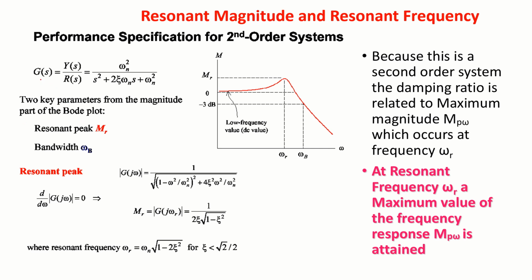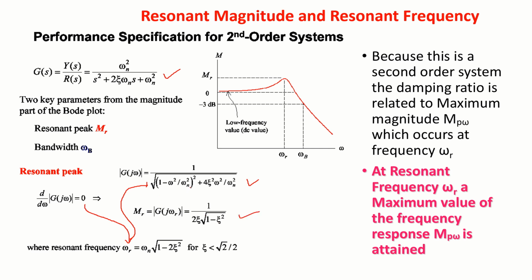To find the resonant peak, you know the transfer function you have. Substitute s equal to j omega, and you will get this. Differentiate this and get the omega value. That omega value is substituted here, and you will get the peak magnitude.